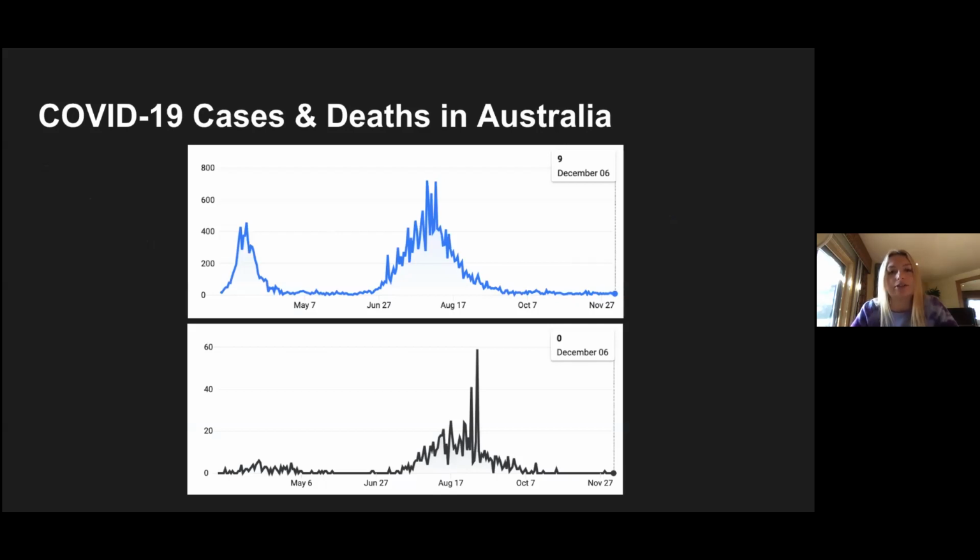And the first graph shows the total number of cases. So the first wave was widespread over Australia, and then the second was mostly in Melbourne and Victoria. And then the second graph shows us the total number of deaths in Australia.